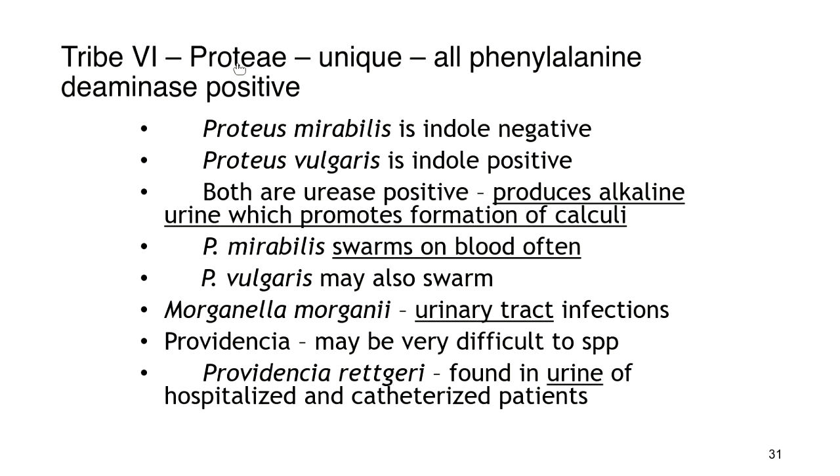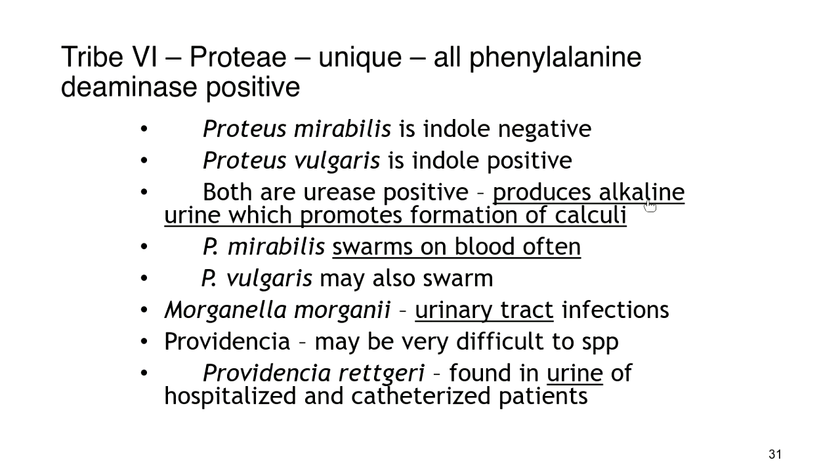Tribe 6, Proteae. These are very unique organisms. They're all phenylalanine deaminase positive. Again, probably a test only done in a larger lab. But if you were to run a phenylalanine deaminase test and it's positive, you have a Proteus: Proteus mirabilis, Proteus vulgaris. Again, an indole test: one is negative, one is positive. So if you were able to do that test, and you thought you had a Proteus, you might be able to do a presumptive diagnostic division.